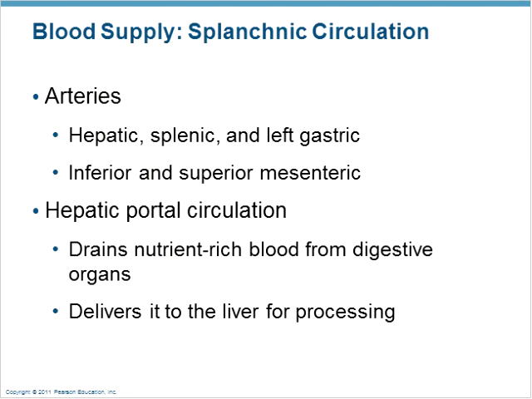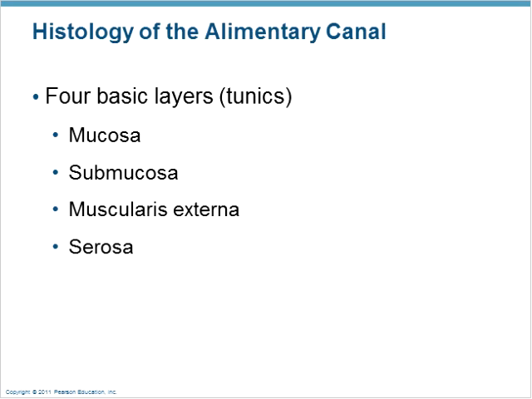The blood supply to the digestive system is through the splanchnic circulation. The arteries include the hepatic arteries, the splenic arteries, and the left gastric arteries, also the inferior and superior mesenteric arteries. The hepatic portal circulation drains the rich blood from the digestive organs and delivers it to the liver for processing. So there's a benefit there because that's a method by which we absorb some of our nutrients.